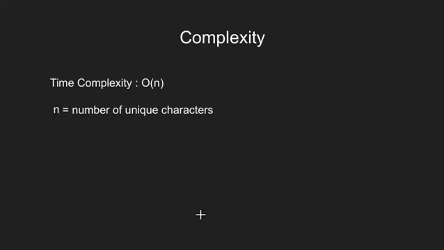Now let's see the complexity of this code. The code will run in big O of n time. This is only because of the fact that the data given to us was sorted. Here n is the number of unique characters.